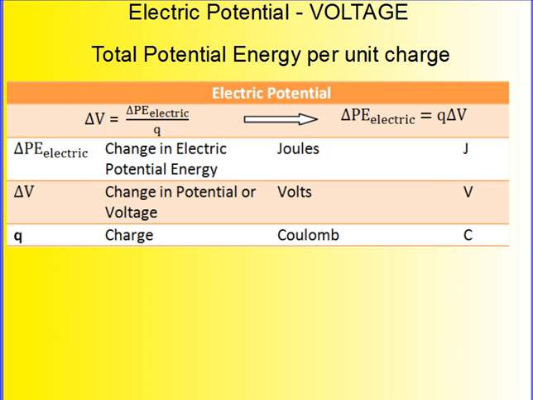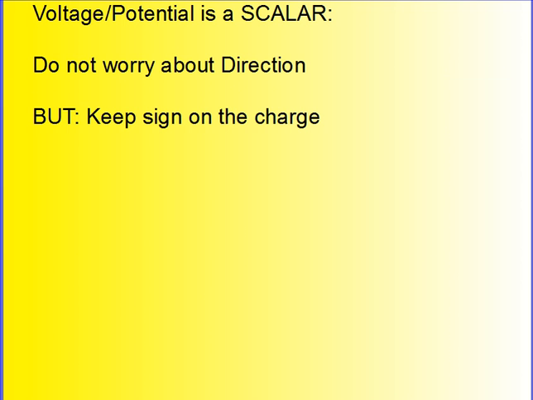Please be careful. This notation gets students every year. It could be the change in potential or we just call it the voltage. It's measured in volts. And Q is, of course, a charge in coulombs. Now, voltage or potential is a scalar. It doesn't have a direction.